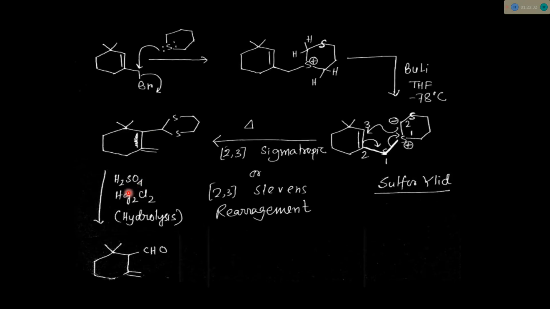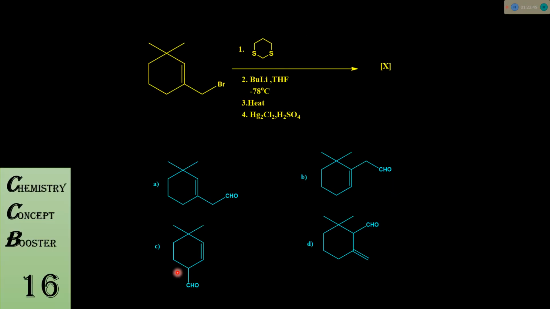After hydrolysis of the 1,3-dithiane, we get an alpha beta unsaturated aldehyde, but the double bond should be exocyclic, not within the ring. Only in option D is the double bond exocyclic, so D is the correct answer.